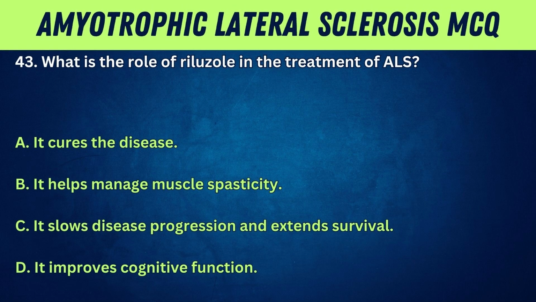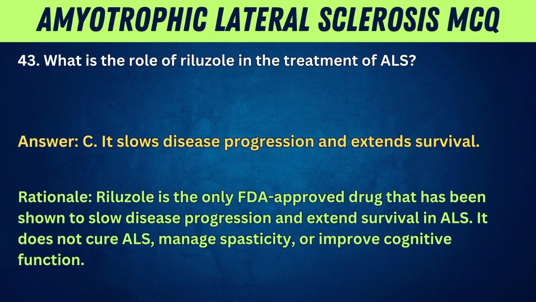43. What is the role of riluzole in the treatment of ALS? A. It cures the disease. B. It helps manage muscle spasticity. C. It slows disease progression and extends survival. D. It improves cognitive function. Answer: C. It slows disease progression and extends survival. Rationale: riluzole is the only FDA-approved drug that has been shown to slow disease progression and extend survival in ALS. It does not cure ALS, manage spasticity, or improve cognitive function.